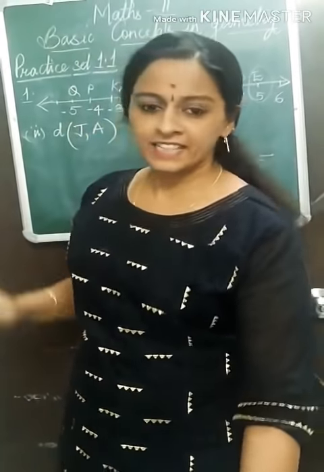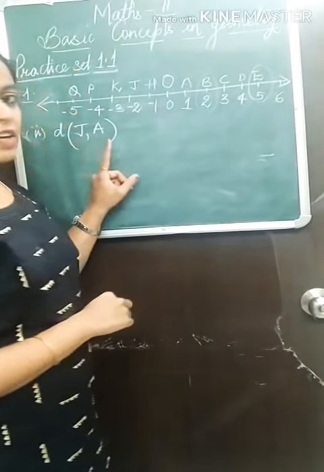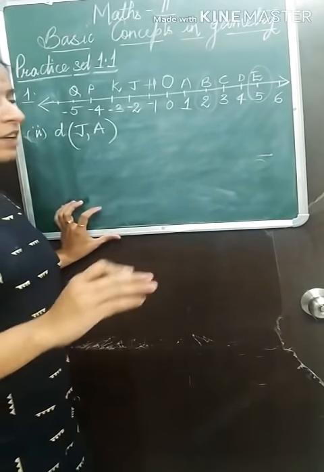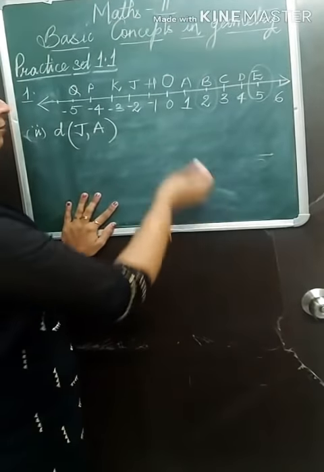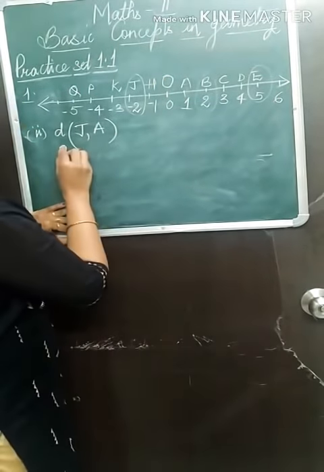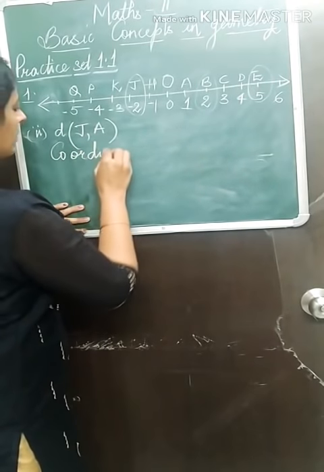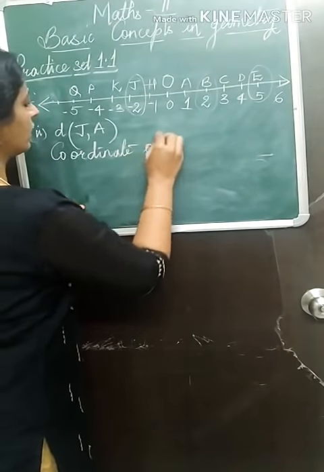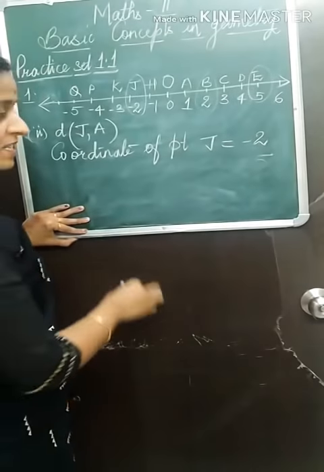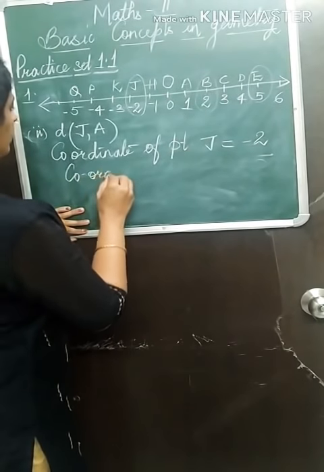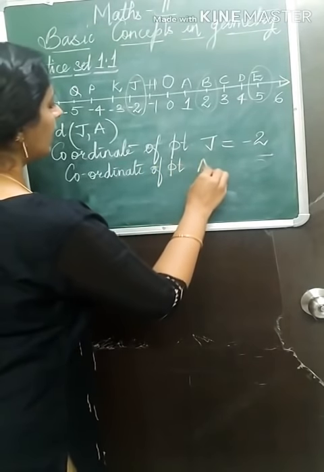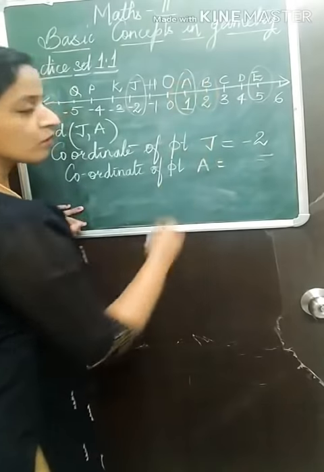Now let's go on to the second sum. Distance between points J, comma A. Same steps. Coordinate of point J. Come on, you write. What is the coordinate of J? J is here. Coordinate of point J is minus 2. Solve with me. Next, coordinate of which is the next point? A. Coordinate of point A equal to, A's coordinate is 1.